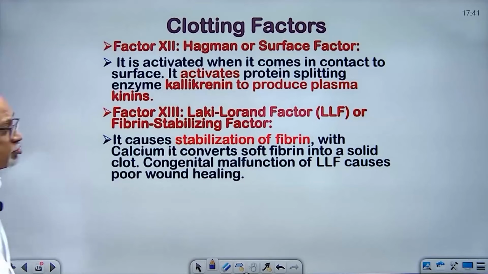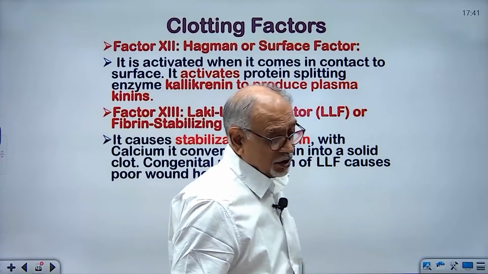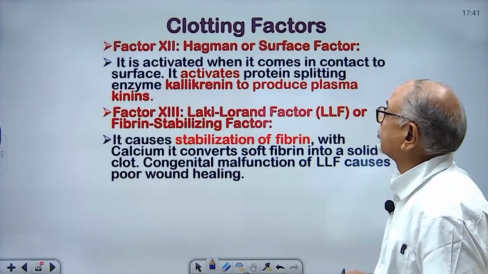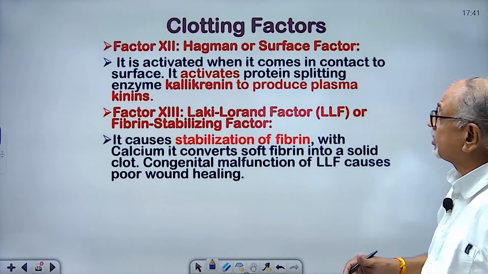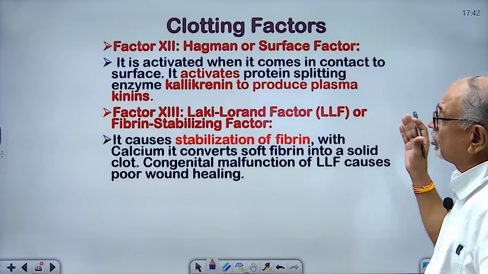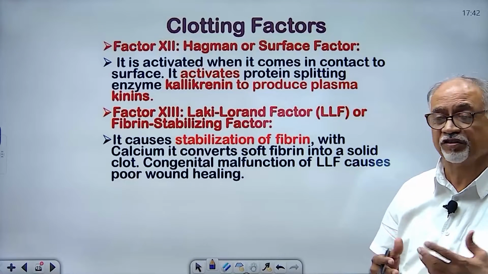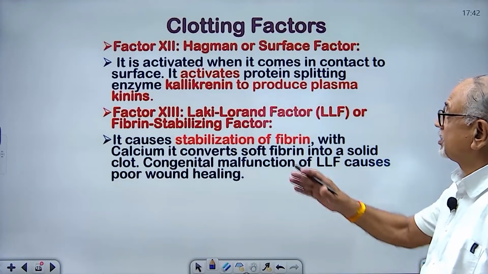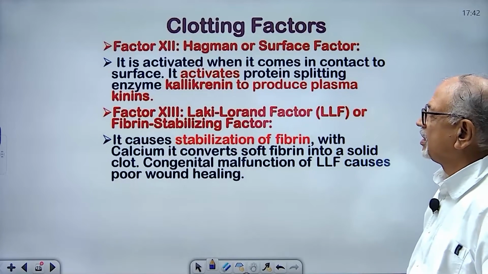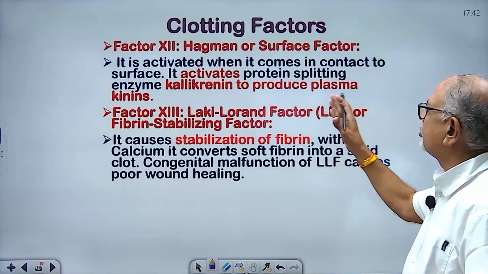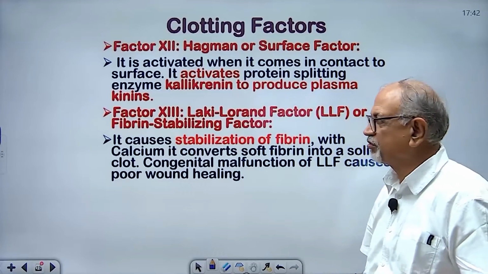Now, factor 12, popularly called Hageman or surface factor. It is activated when it comes in contact with a surface. Therefore, it is called surface factor. It activates the protein-splitting enzyme kallikrein to produce plasma kinins.